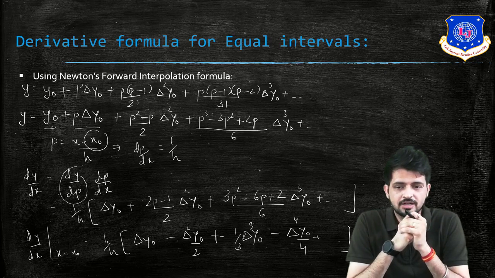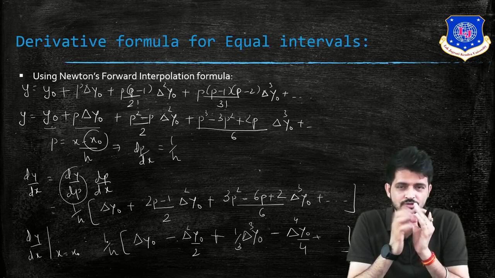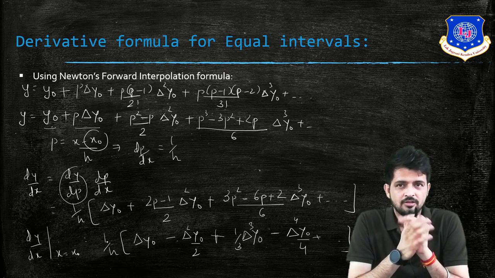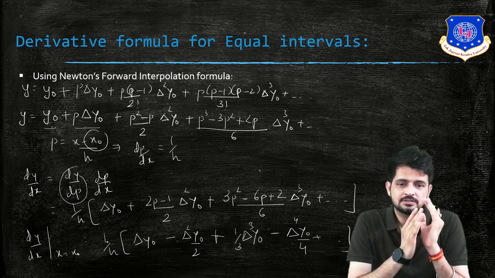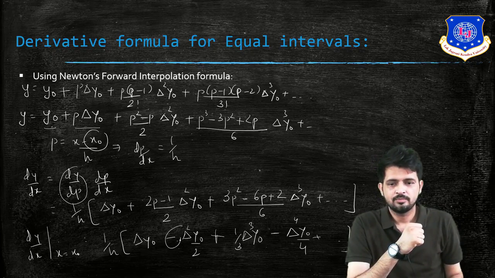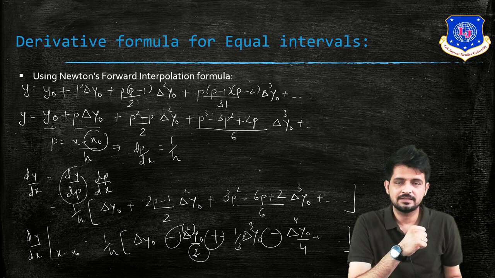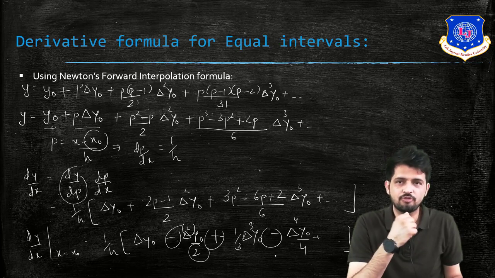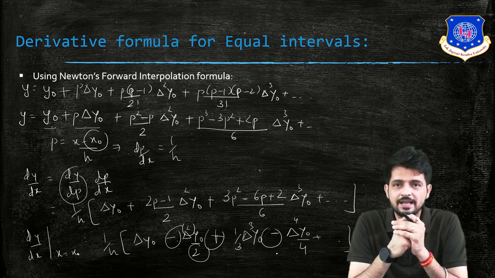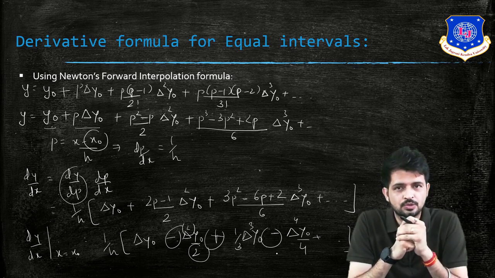See, you can see 1 upon h, then del y0. We are taking the differences: first order difference, second order difference, third order difference and so on, and the signs are alternate, you can see minus, plus and so on, and the number will be the same as the order. If I am taking del square, then the denominator will be 2. If I am taking del cube, the denominator will be 3. Del raised to 4, denominator will be 4. So this is the formula for dy by dx at x is equal to x0.